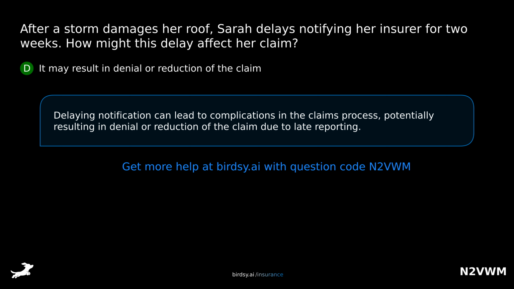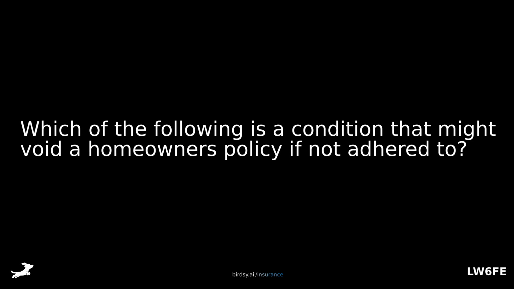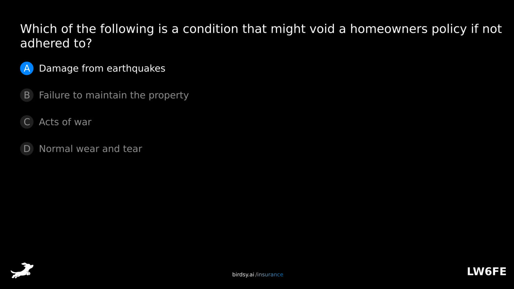to late reporting. Which of the following is a condition that might void a homeowner's policy if not adhered to? Is it A, damage from earthquakes, B, failure to maintain the property, C, acts of war, or D, normal wear and tear? The answer is B, failure to maintain the property.